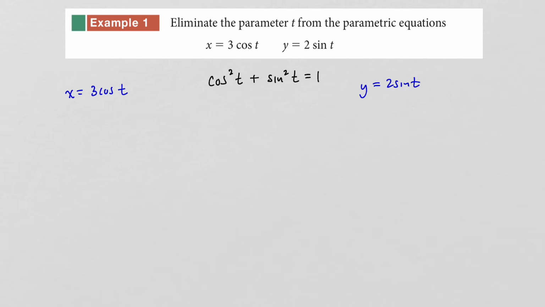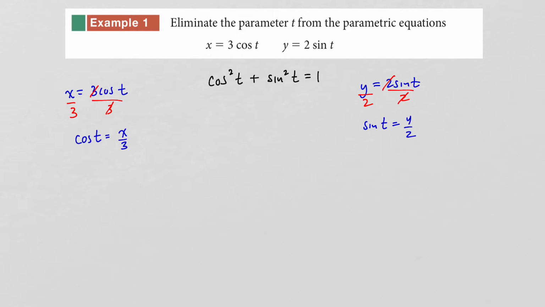So in the first parametric equation, x equals 3 cosine of t, we can solve for cosine of t by simply dividing both sides by 3. And if we do this, we end up getting cosine of t equals x over 3. And in the second equation, y equals 2 times the sine of t, we can divide both sides of that equation by 2, and that will give us sine of t is equal to y over 2.